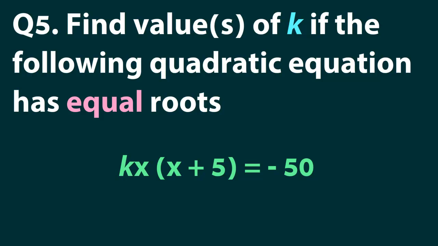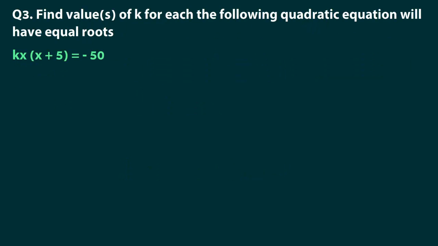Let's take a look at this quadratic equation question and find out how we solve these types of questions. Find the value or values of k if the following quadratic equation has equal roots. Our equation is given in terms of k and we have to find the value of k, and the k will have such value or values that will make this equation have equal roots. Now let's go ahead and find out how we solve the question.